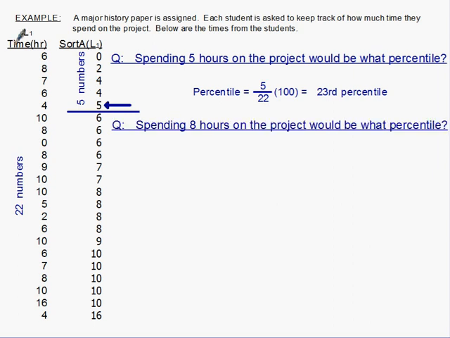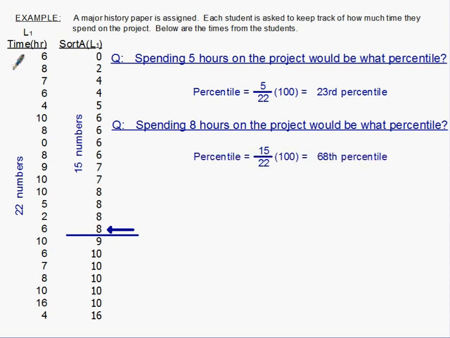If we have another question, spending 8 hours on a project would be what percentile? Well, this is a little bit different. There was only 1 5 in the data set. Notice that there are 4 8s, so how do you deal with that? You go back to the definition, right? 8 or less would be, of course, including all of the 8s. That's 15 numbers and would be the 68th percentile.